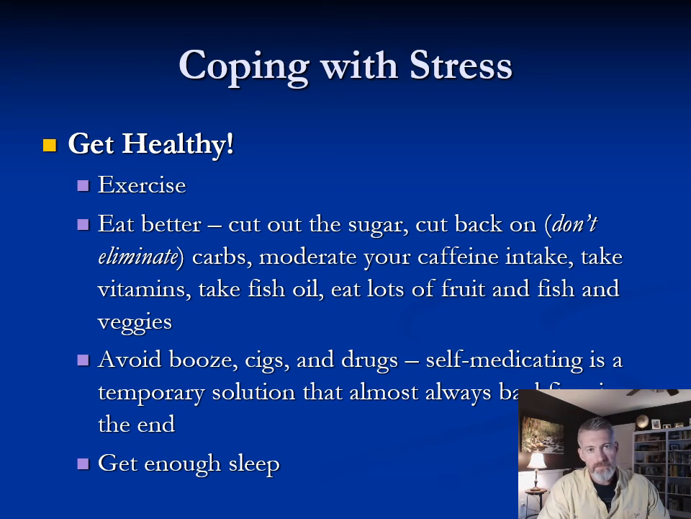Eat like a grown-up. Stop having the preponderance of your diet be sugar. Cut back on, I'm not saying eliminate, do not eliminate carbs, moderate carbs. Be careful that you're not getting too much caffeine. Sugar should be a treat, not a staple. Make sure you're getting enough vitamins, particularly vitamin D, take some fish oil, lots of fresh fruit, colorful vegetables, fish, veggie, chicken, etc. Right? This is not complicated. Everybody knows how you're supposed to be eating. The hard part is making yourself do it.